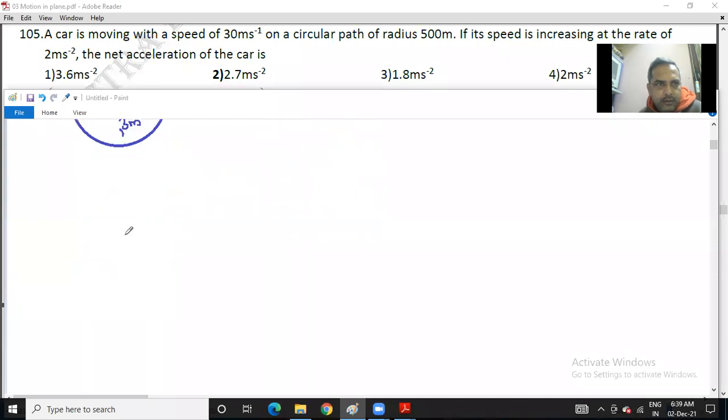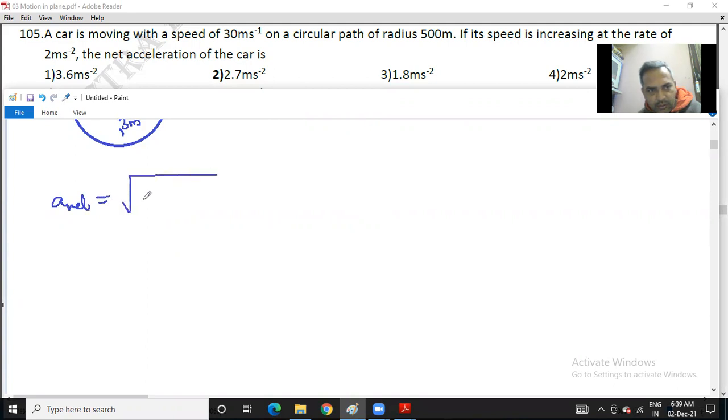Next question. A car is moving with a speed of 30 meters per second on a circular path of radius 500 meters. If its speed is increasing at a rate of 2 meters per second square, the net acceleration of the car is, so we get a net equal to root over at square plus ac square. Here at is mentioned as 2 meters per second square, but let us find ac. ac is equal to v square by r.